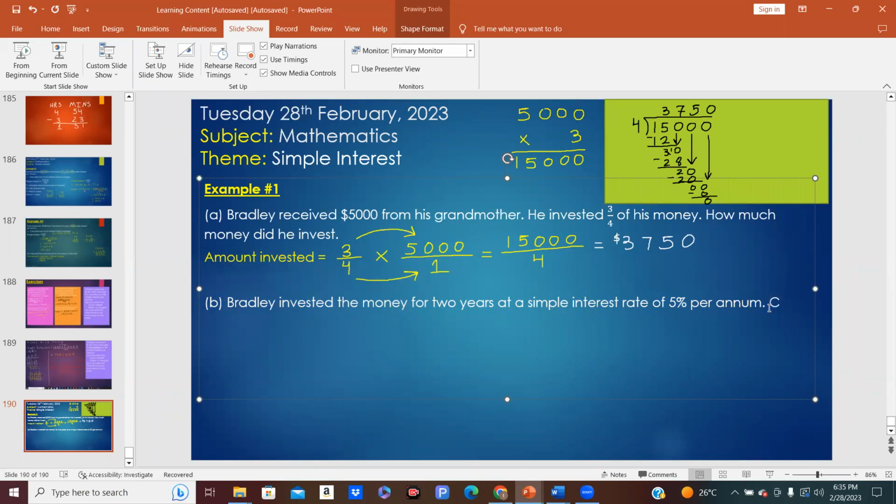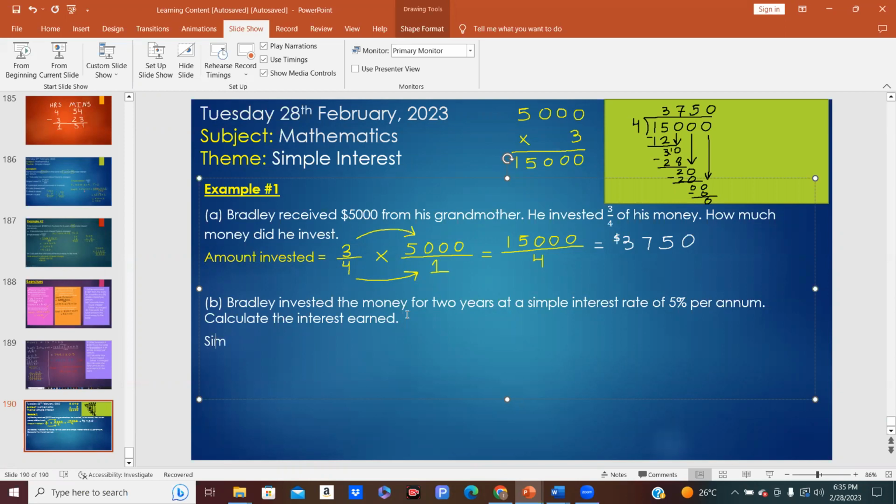Calculate the interest earned. Now it's very important to note that for this one here, the money is invested, not borrowed like the last time. So how are we going to figure out the simple interest?